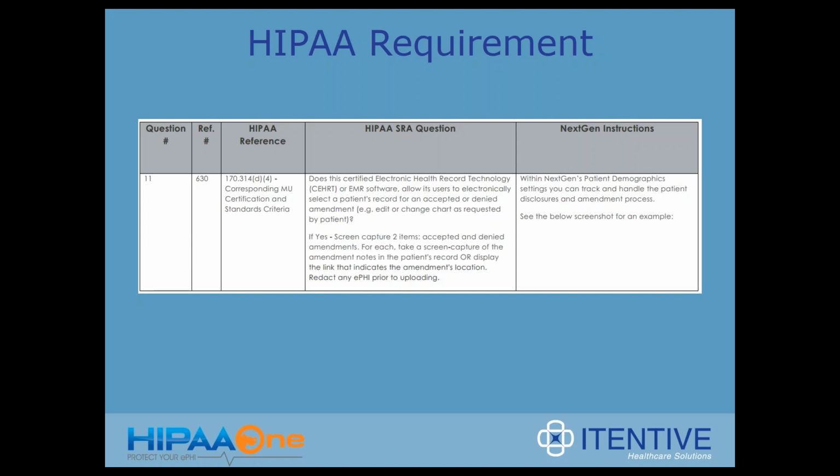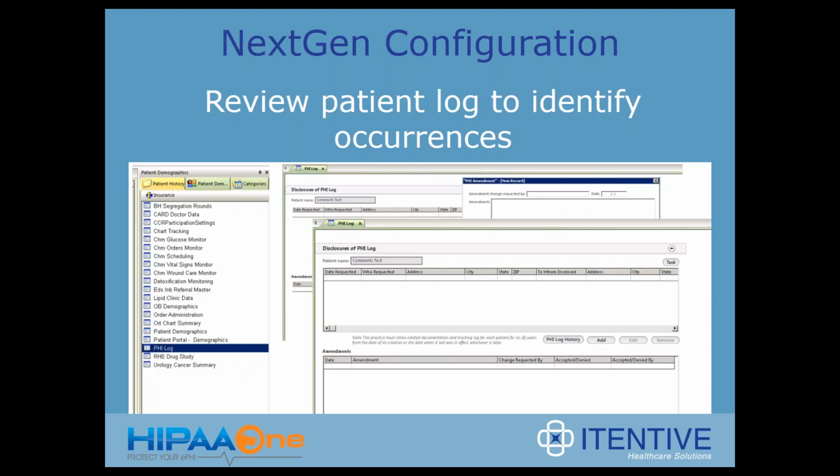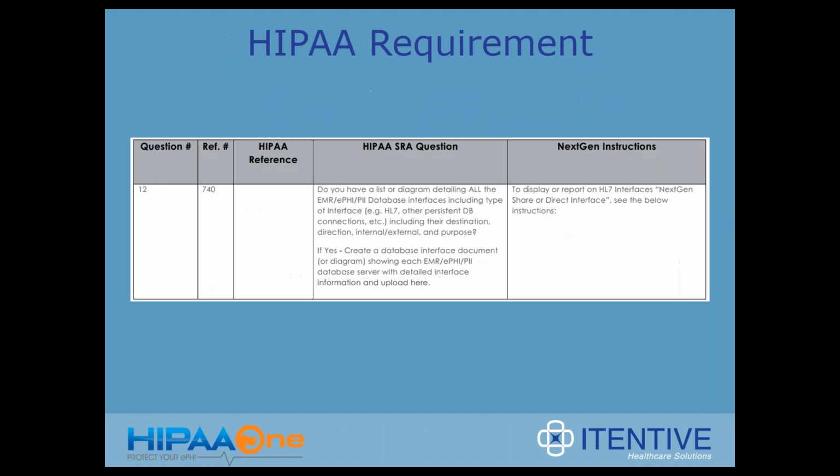There's also a requirement for a process that documents an accepted or denied patient amendment to the chart. And the way we accomplish this in NextGen is to use the demographic settings so we can track and handle the patient disclosures and the amendment process. This is one that a lot of places struggle with, so we will want to make sure that we have a good workflow process in place, and a policy and procedure documented that explains how we actually handle patient amendments.